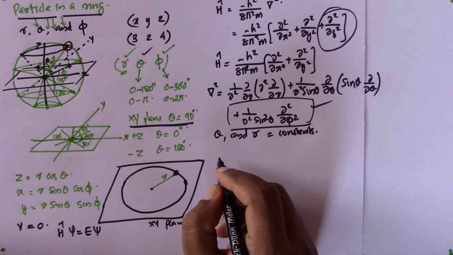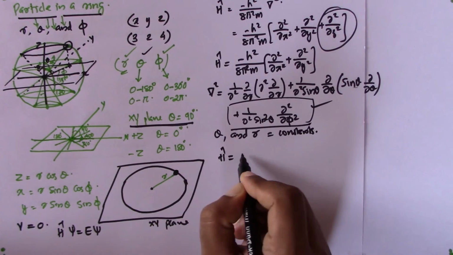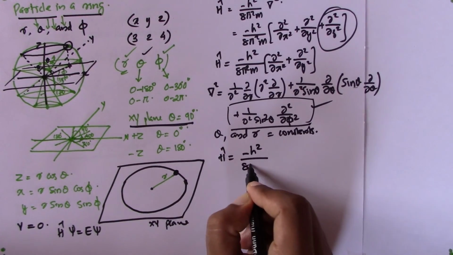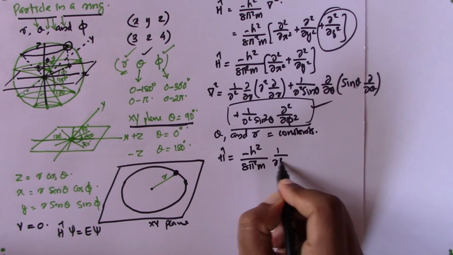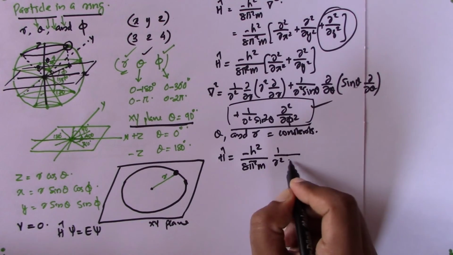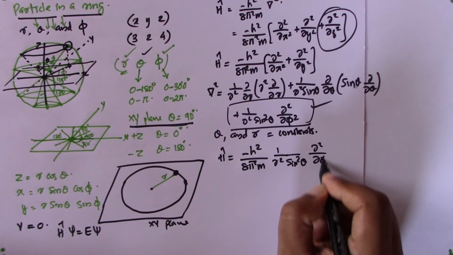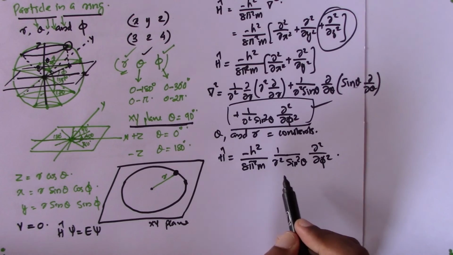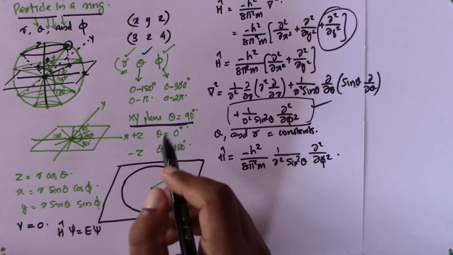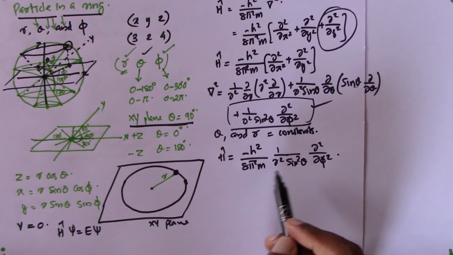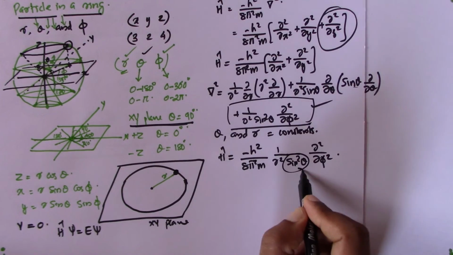Therefore Ĥ in our case is Ĥ = −h²/(8π²m) · 1/(r² sin²θ) ∂²/∂φ². But sin θ is equal to 1, since θ is 90 degrees in the xy plane. Therefore sin θ is equal to 1, and therefore sin²θ is equal to 1.